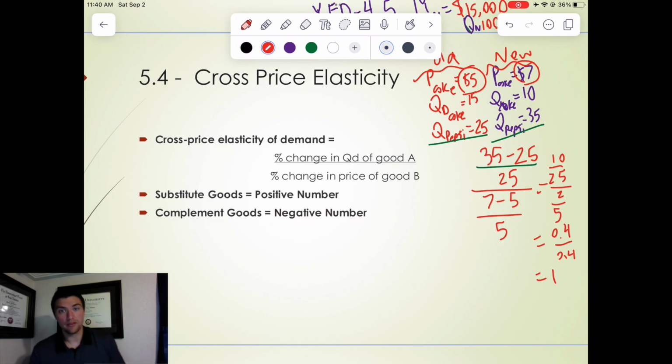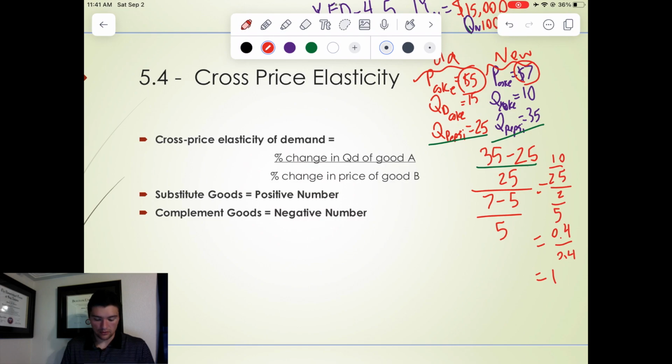Okay? Now, the bigger the number, right, then the more elastic it is. So that would mean that they are closer substitutes, right? So think about it like if there was Coke 1.0 and Coke 1.1, right? They're so close to being the same thing, then it doesn't really matter what they are. So as soon as the price of Coke goes up, you don't buy any of it, you only buy this one. So we're going to have a big change there. So the bigger the number, the closer of a substitute it is.